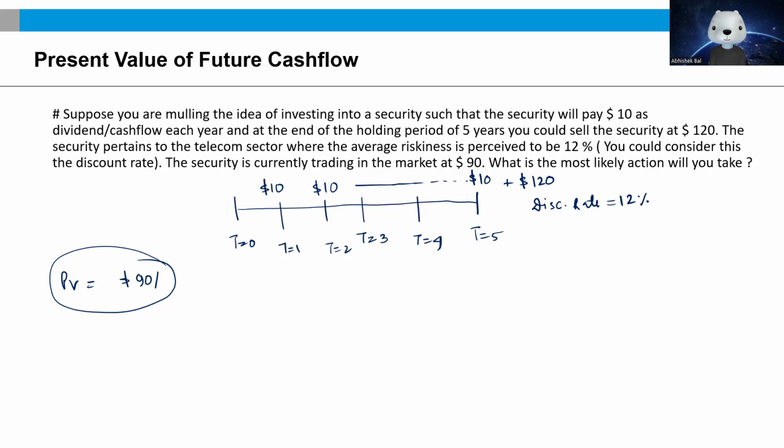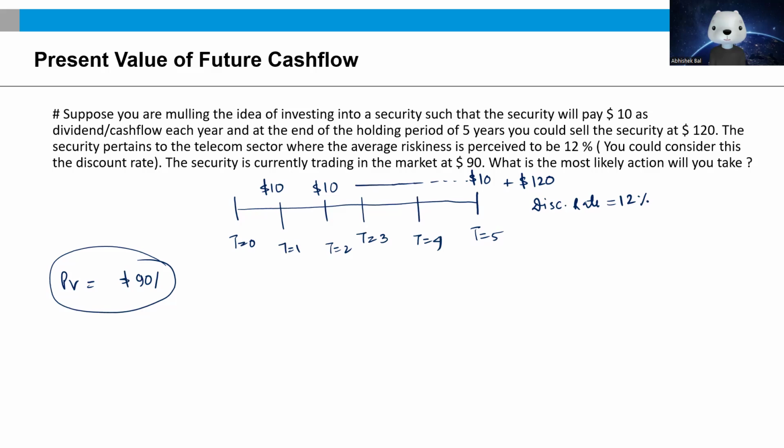Currently, the security is trading in the capital market at $90 a piece. Given this information, and of course, the discount rate is 12%. Given these pieces of information, what is the likely action you should take? Should you invest in this security, or should you not invest in this security?